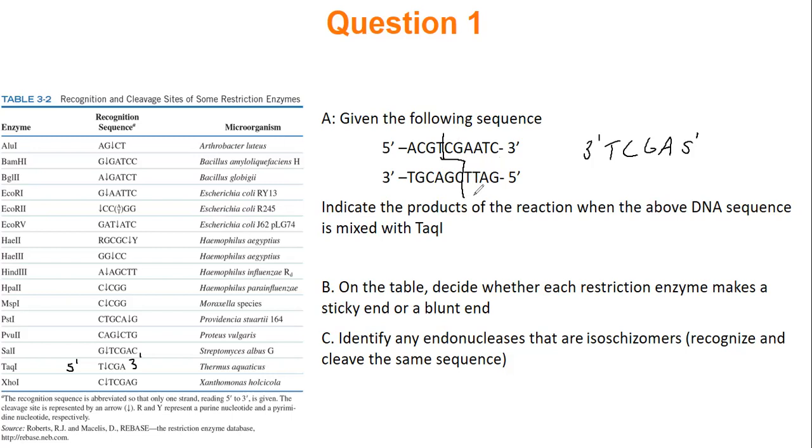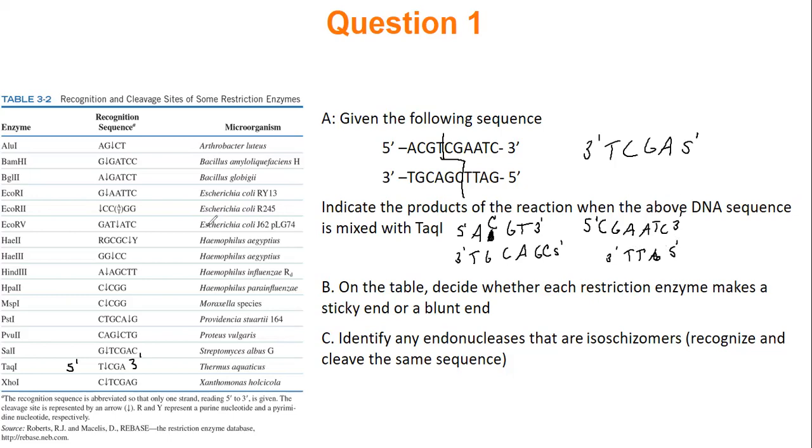So the products would be 5', AC, whoops, that's a C, ACGT, 3', TGCAGC. And that's a 3' right there, and that's a 5' right there. And then your other sequence would be 5', CGAATC 3', 5', GATT 3'. So when you make a cut, you are making new 5' and 3' ends, so don't forget that as well.